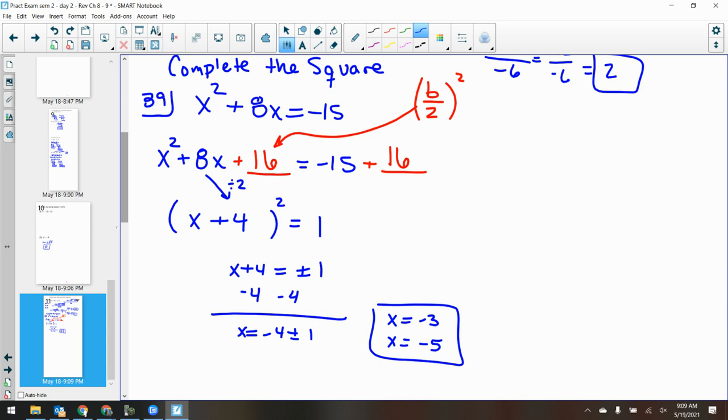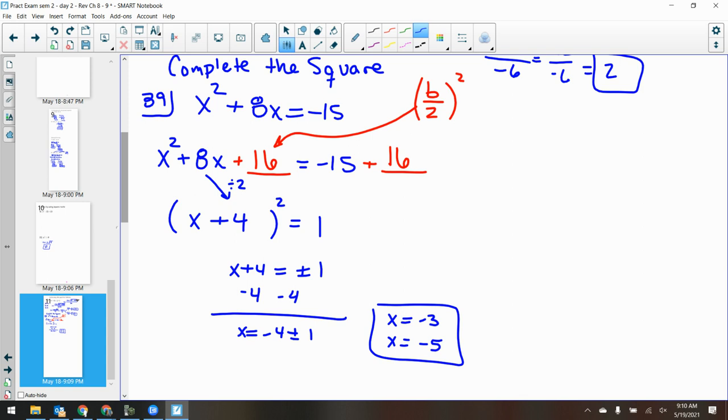Variables to the left, constant to the right. Good, done. You take half of your middle term, and then you square it. And that's the part that gets added to both sides. So say this was a 10. You'd be adding 25 to both sides. Half of 10 is 5, squared is 25. Let's say this was 16. Half of 16 is 8, squared. You'd be adding 64 to both sides.